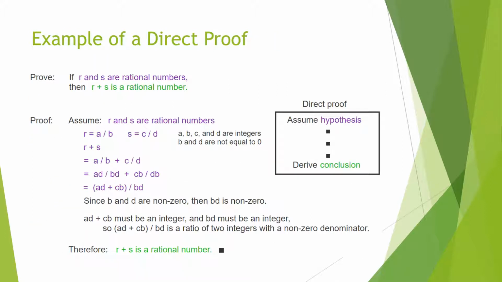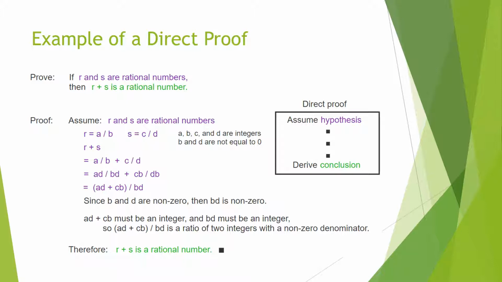So here is an example of a direct proof. I'm going to prove that rational numbers are closed under addition. What does it mean? It means that if we have two numbers r and s that are rational, then their summation r plus s is also rational. So here is the universal statement that we are going to prove.